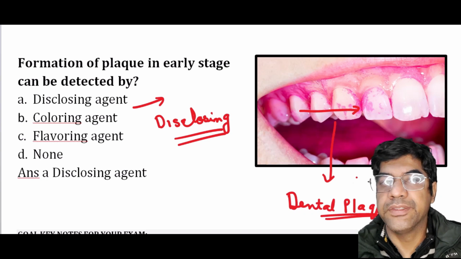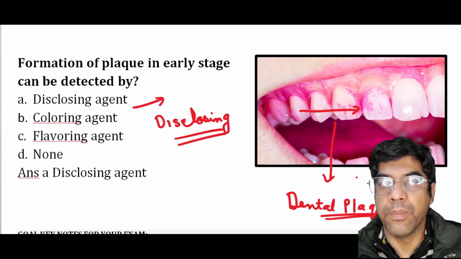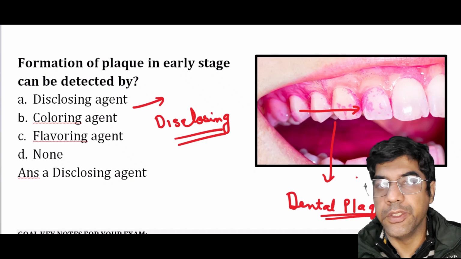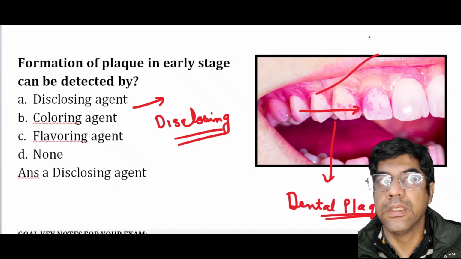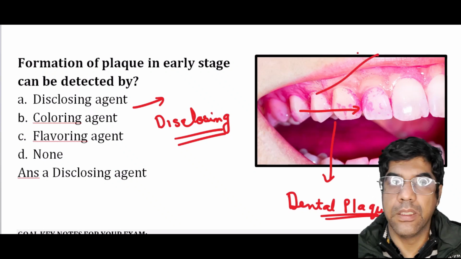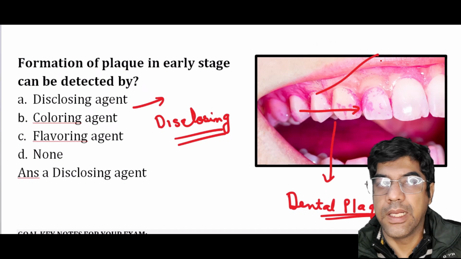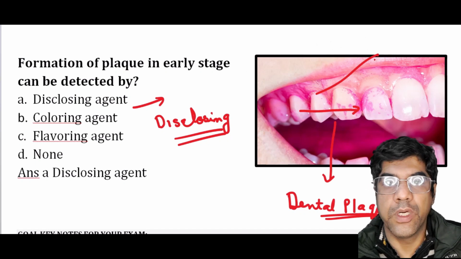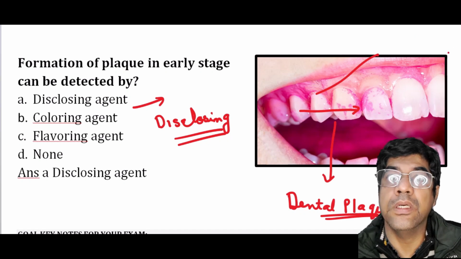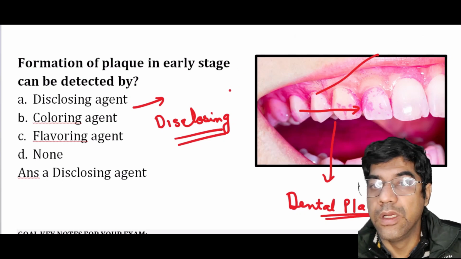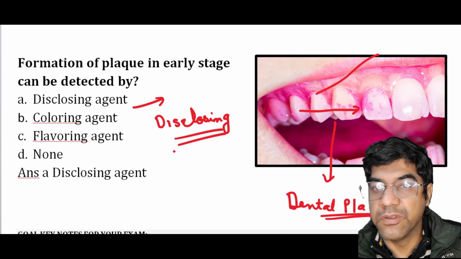So how do the disclosing agents work? When you apply the disclosing solution to the teeth, they impart color to the soft deposit and the dental plaque. The clean teeth surface does not retain the color, allowing a clear distinction between areas with and without plaque.